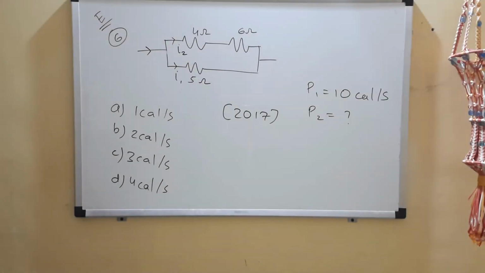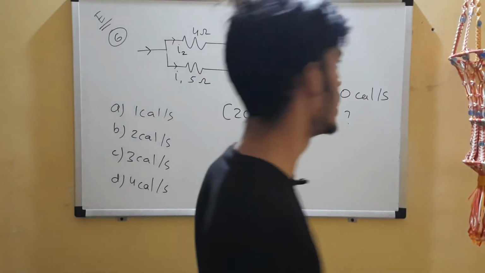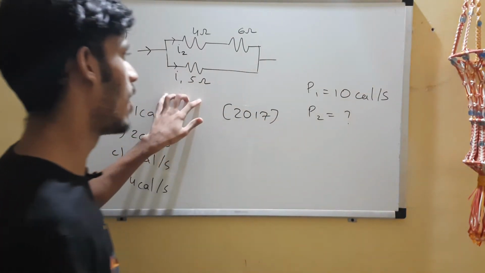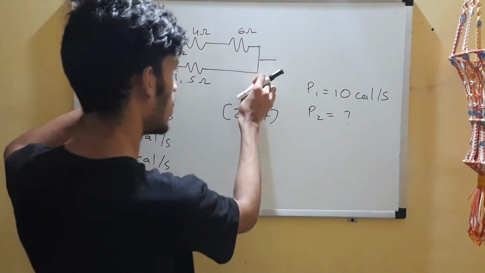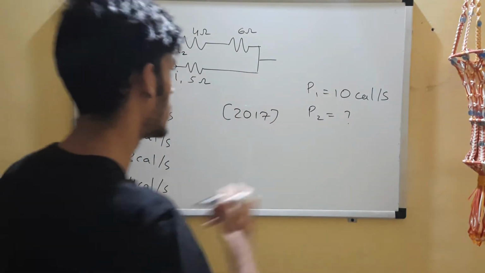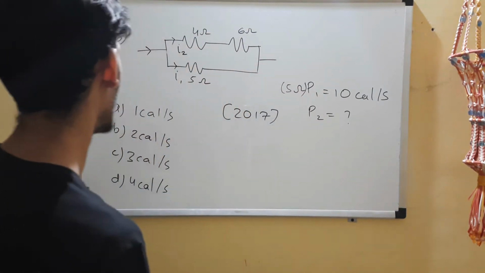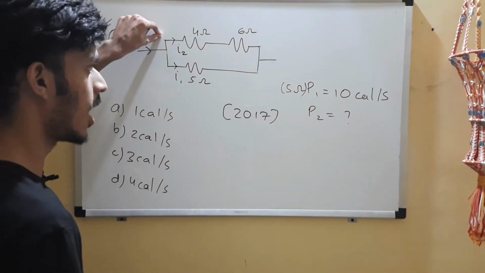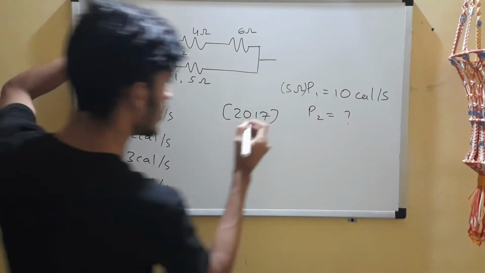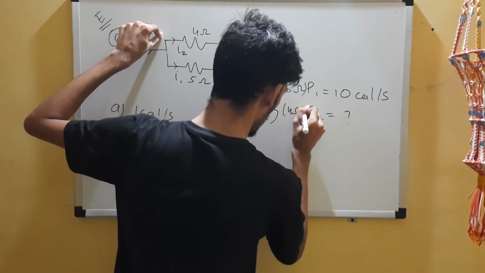So question 6 over here from 2017. In this question, it is given that the power dissipated across this 5 ohm resistor is 10 calories per second. This is the power dissipated across the 5 ohm resistance. And you are asked for the power dissipated across the 4 ohm resistance, P2.